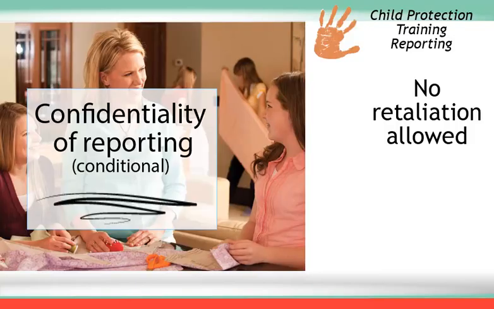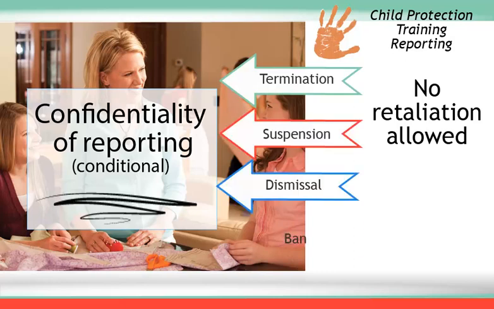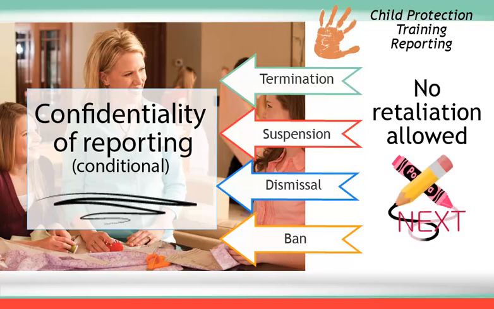Retaliation against an individual who has filed a complaint of child abuse will be considered a violation of policy, and the retaliating person may be subject to sanction, including termination, suspension, dismissal, and/or ban from campus, depending on the circumstances and severity of the retaliation. Encouraging others to retaliate also violates this policy.